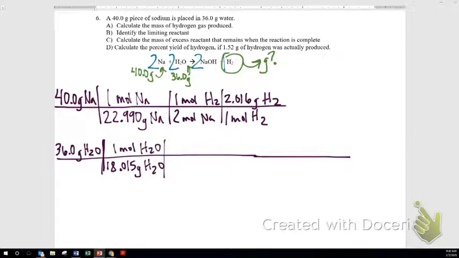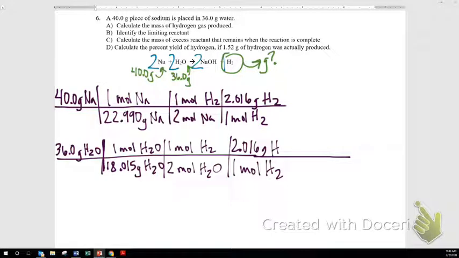And my mole ratio to get from water to hydrogen is actually the same, 2-to-1 ratio. So 2 moles on the bottom again, it's just water. 1 mole of H2 on top, but I want mass of H2. So we have to change those moles to mass by using that molar mass again. And here we go. Both of my problems set up.